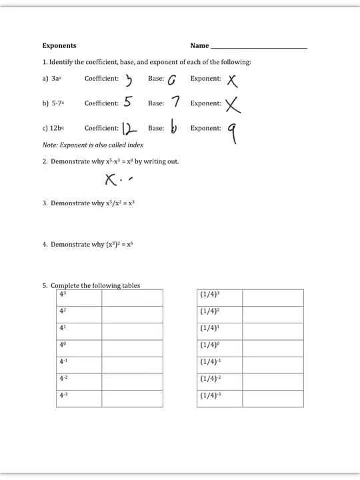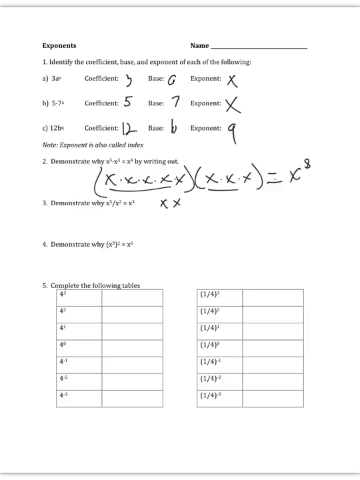Okay, so we can demonstrate this just by writing this out, and this is sometimes a good way to remember if you're not quite keeping in mind how we do exponent multiplication when we're talking about the same base. So x to the fifth, 5 x's, times x to the third, 3 x's, is x to the eighth.